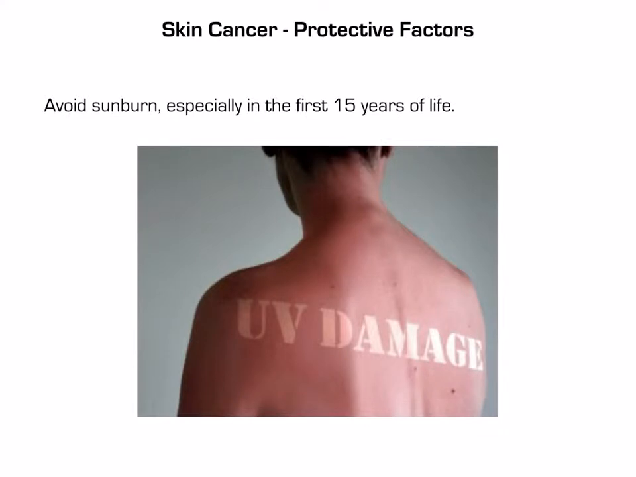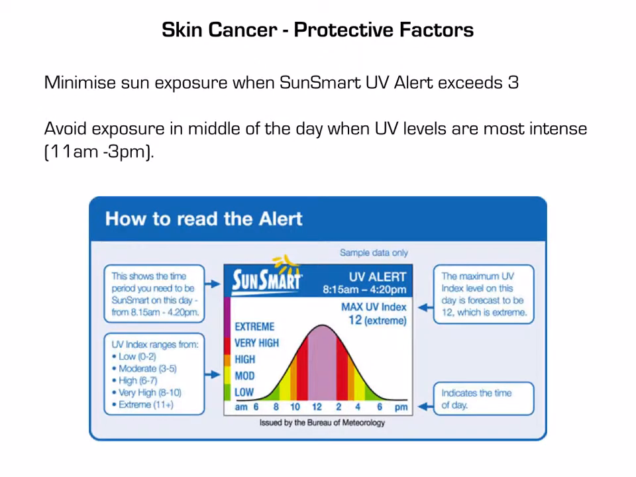Skin cancer protective factors include avoiding sunburn, particularly in the first 15 years of life where the most UV damage can be done. Minimizing sun exposure, particularly when the Sun Smart UV alert exceeds 3, and also avoiding exposure in the middle of the day between 11 and 3 PM when UV levels are at their most intense.